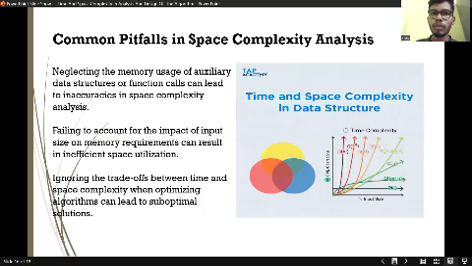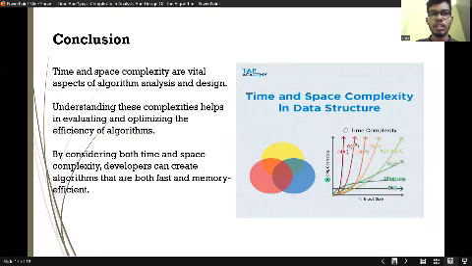Next, we'll move on to the common pitfalls in space complexity. Neglecting the memory usage of auxiliary data structures or function calls can lead to inaccuracies in the space complexity analysis. Failing to account for the impact of the input size on memory requirements can result in inefficient space utilization. Ignoring the trade-off between time and space complexity when optimizing algorithms can lead to suboptimal solutions.